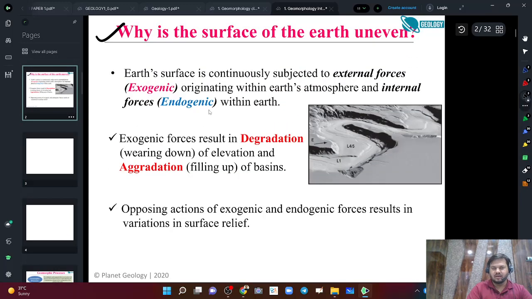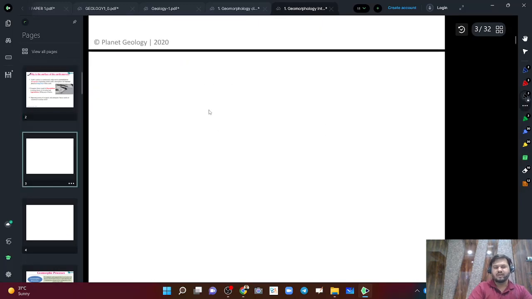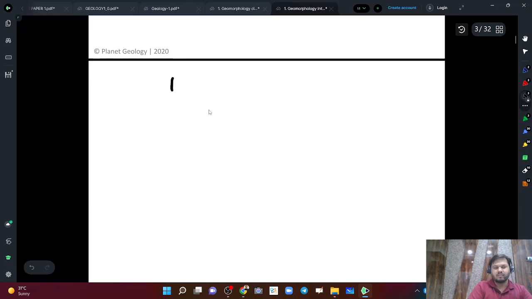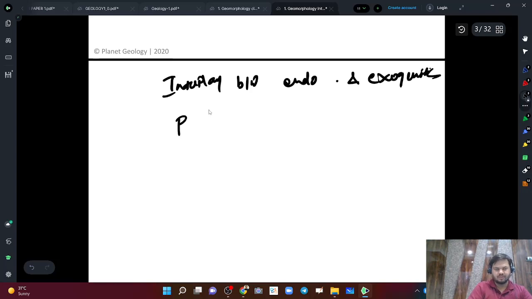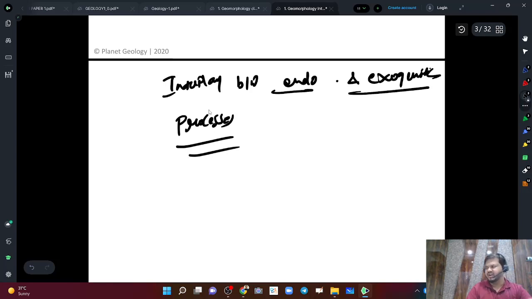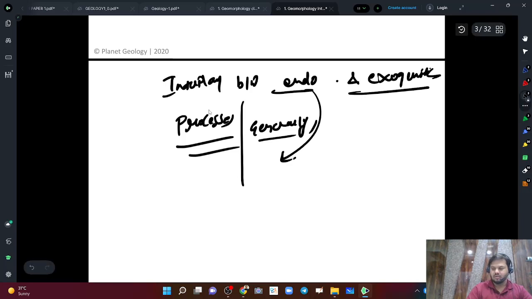The unevenness of the surface is simply because of the interplay between endogenetic and exogenetic processes. I forgot to tell you one thing: generally, endogenetic processes increase the elevation, and exogenetic processes generally decrease the elevation, right?